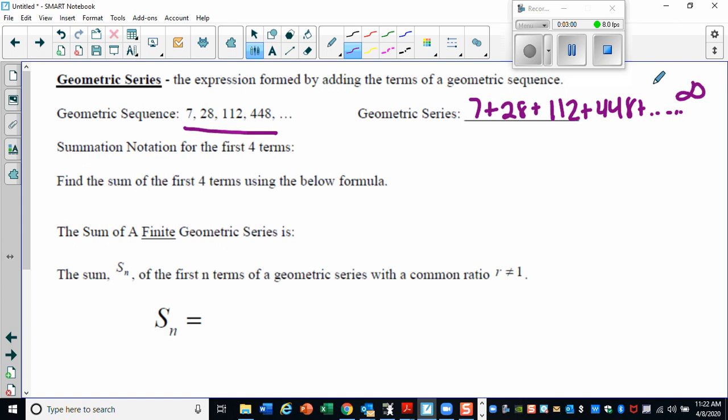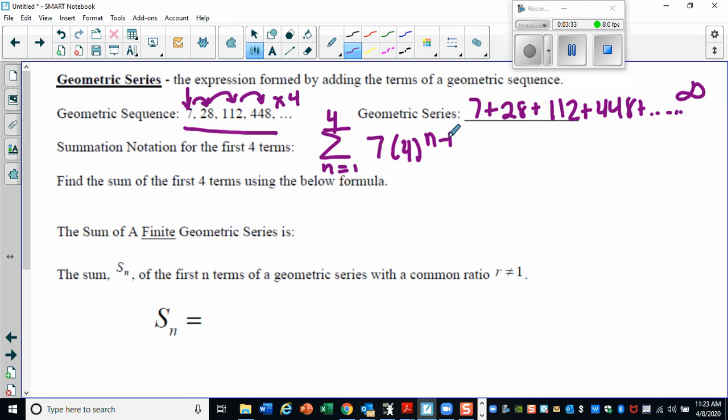The next thing that we want to do is find the summation notation for the first 4 terms. All right, so remember your summation notation is your sigma. n equals 1, I'm starting at 1. Where am I ending? At 4. So that 1 at the bottom is your starting, the 4 at the top is your ending. So remember your geometric formula is your first term, which in this case is 7, times your ratio. What are we doing every single time? We're multiplying by 4. So 4 to the n minus 1.